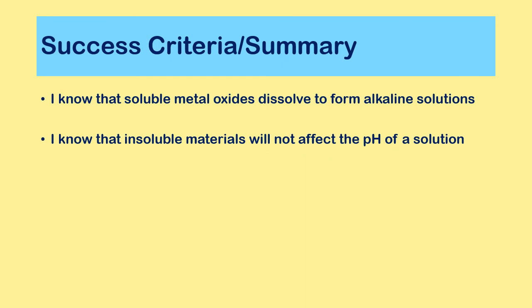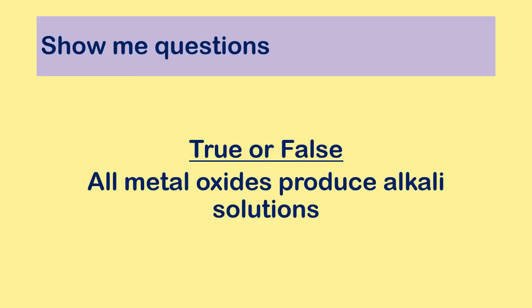So hopefully, I know it was a very brief lesson there, but you will be able to say that soluble metal oxides dissolve to form alkaline solutions, and be able to say that insoluble metal oxides will not affect the pH of solution. So we have got some show me questions, just a couple to see what you can remember.